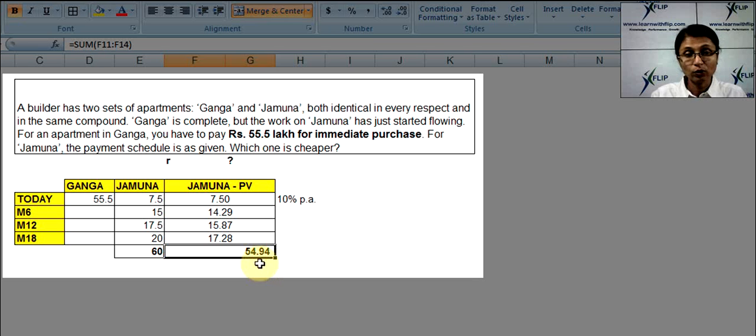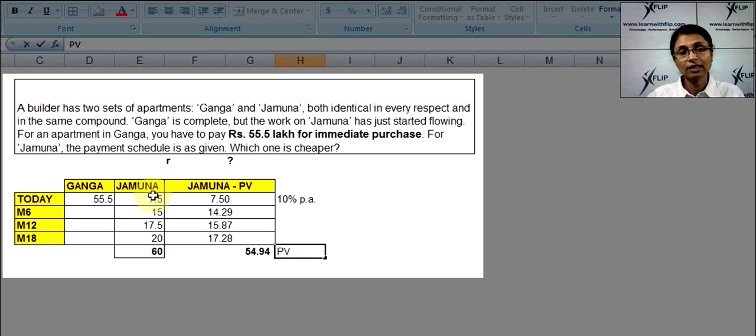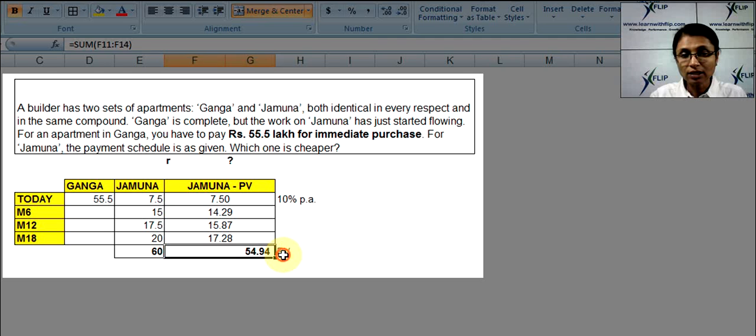So actually with Jamuna, you are paying less than for Ganga, and you have the advantage of paying in installments. So this is equivalent to, or can be compared to this. So this is a lump sum present value payment for Jamuna. The same thing can be expressed as installments over a period of 18 months. So this is the same as paying out 54.94 lakh today, right?